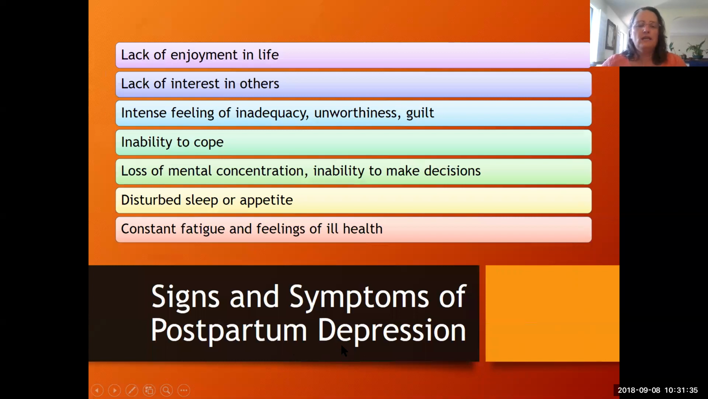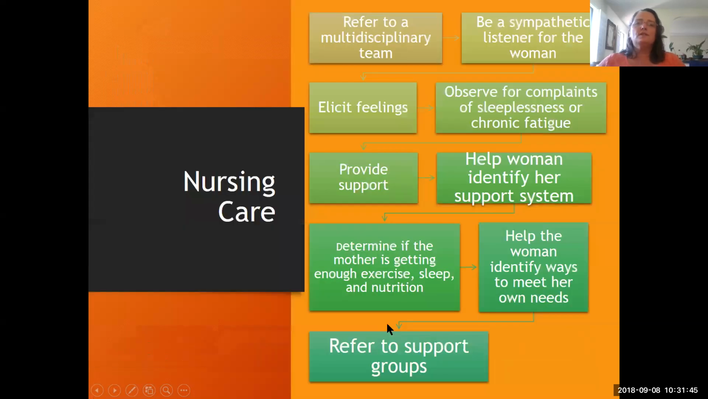There is treatment. It does get better. They usually put women on some medication to help them get through this period, and there are lots of support groups in town that can help as well. One of the things that we can do is be a sympathetic listener. If you're working in an after clinic where you're seeing women that are coming in with postpartum depression, we want to help them.